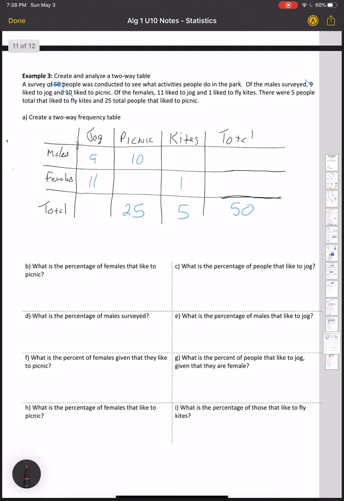So first thing we need to do before we answer these questions is fill out the rest of our chart. Okay, if I add down on jog, you'll see there are 20 total people who like to jog. If I subtract 10 from 25, you'll see there are 15 females that like to picnic. If I subtract 1 from 5, you'll see there are 4 males that like to kite. And then if I add across, I will see that there were 23 total males in this survey. And there were 27 total females. So now that my chart is filled out, I can start to answer these questions.